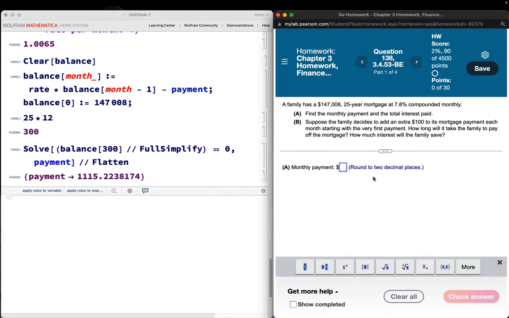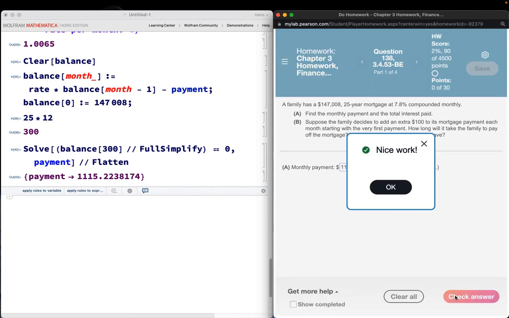So the monthly payment is $1,115.22. Okay, so Pearson accepts my answer.